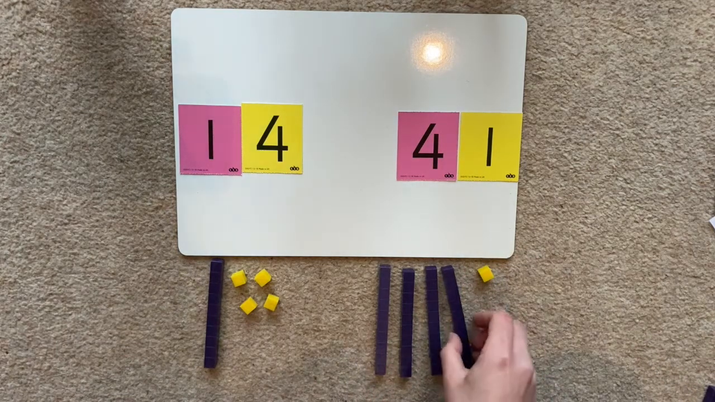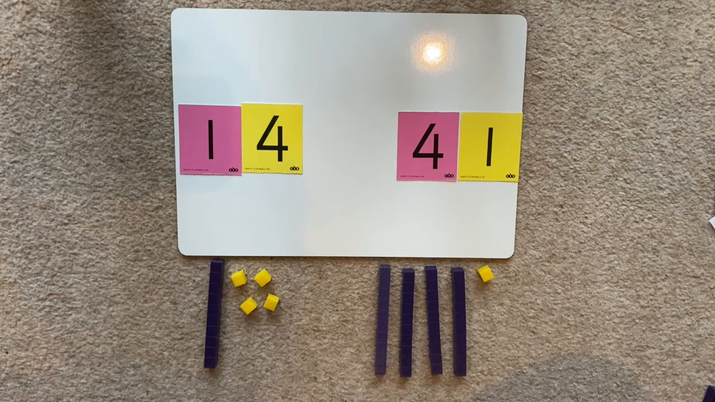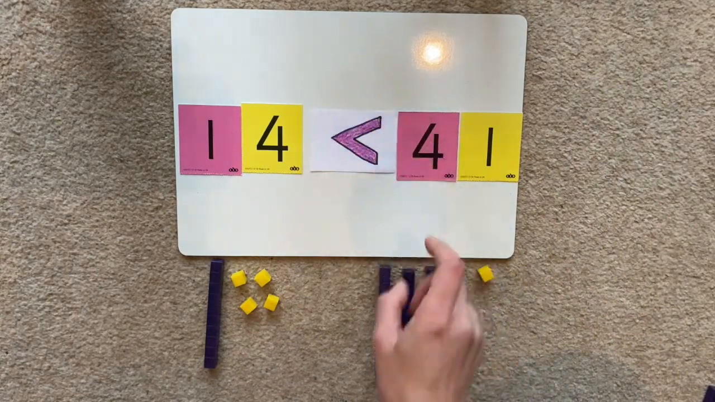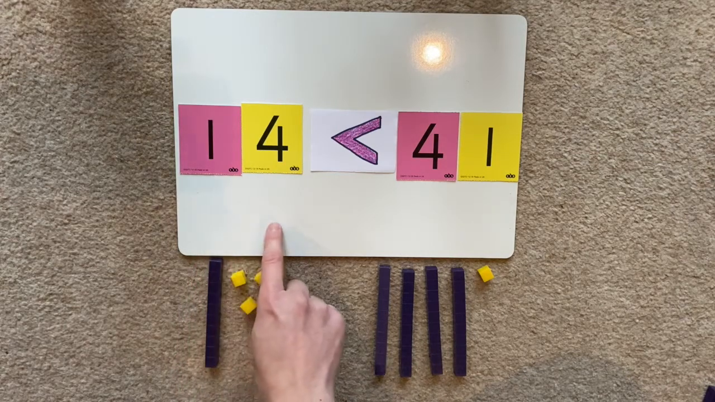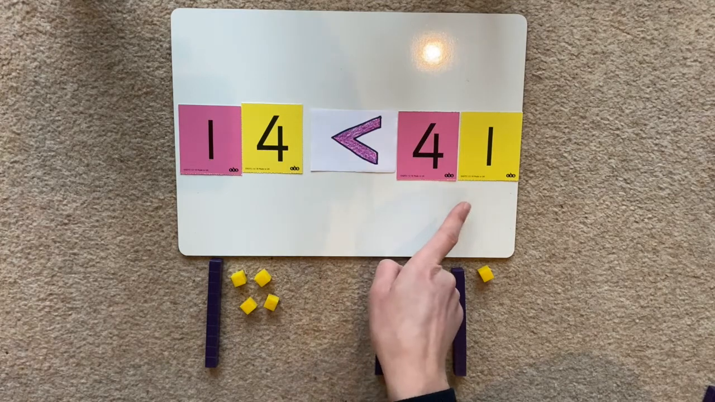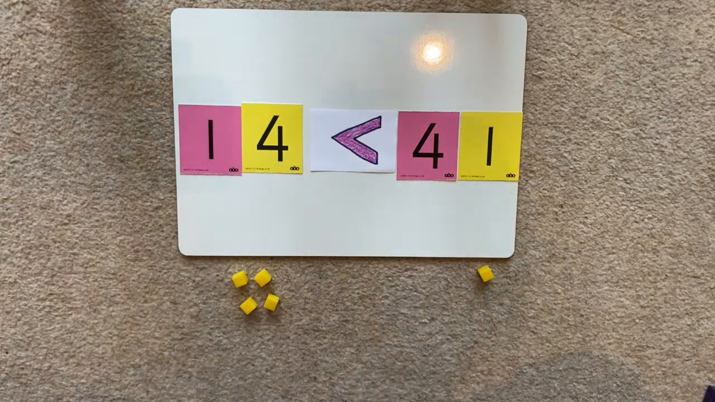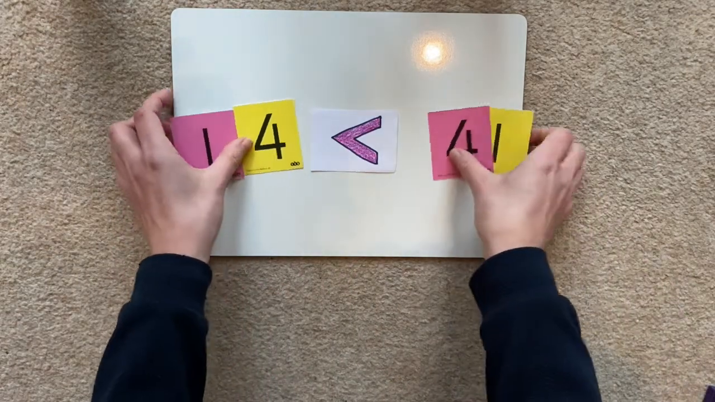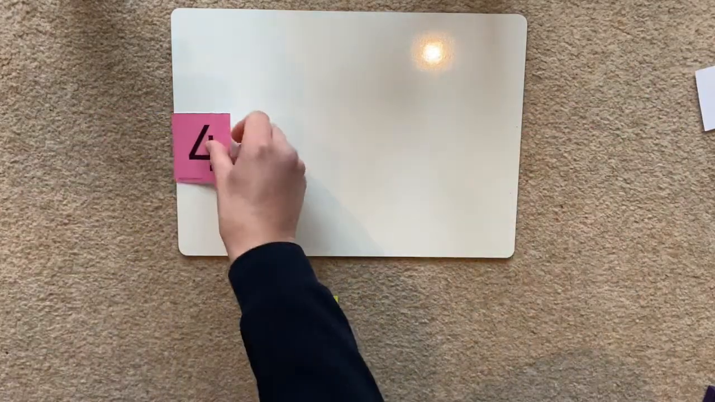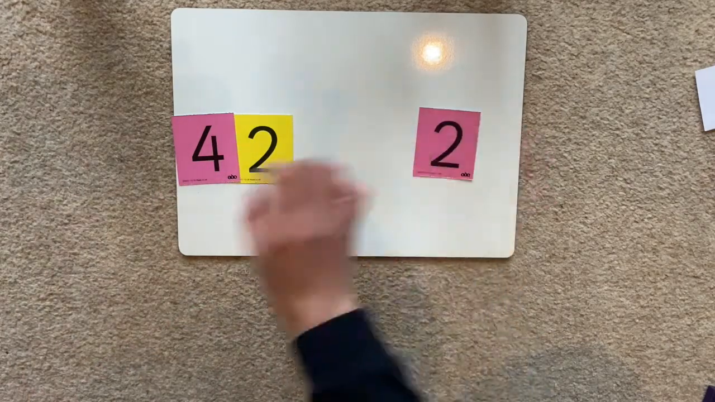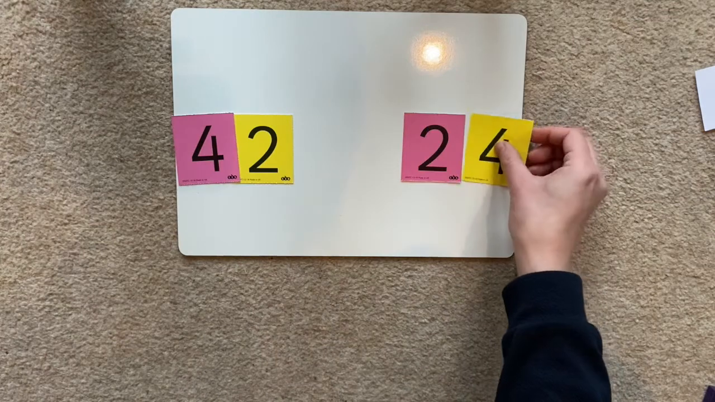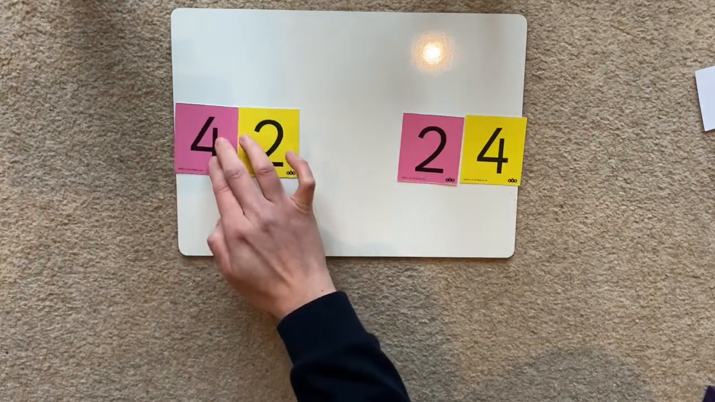But which number is greater? What do you think? 41 is the greater number because there are 4 tens, and in 14 there's only 1 ten. So 14 is less than 41. Last one in the video. I'm going to do 42 on this side and 24 on this side. I want you to do this one all on your own. Then play the video again when you are ready.